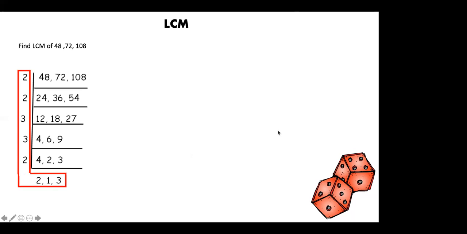Ma'am, I have a doubt. Yes, tell me. What is the question? Ma'am, there was a rule that in HCF or LCM, if all the numbers are not divisible by one number, then we will have to stop the factorization. That is HCF. When all the numbers are not divisible.